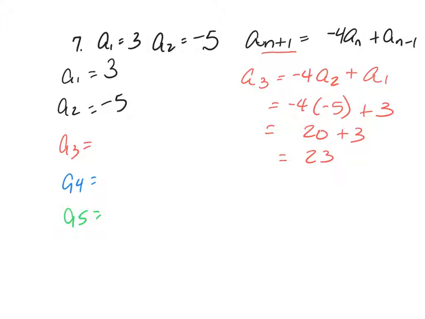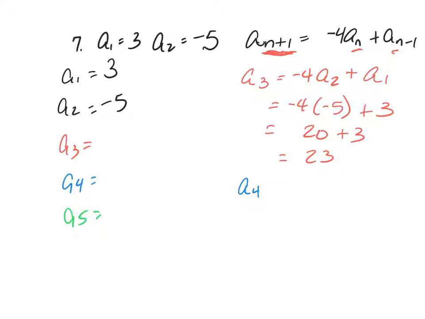Okay, so in order to find a3, n has to be 2 to make this a 3 right here. So we're going to say a3 equals negative 4 times a2 plus a1. When you plug in a 2 for all of those, that's what you get. And then you're just going to plug in. a2 is negative 5. a1 is 3. Plug it in. Negative 4 times negative 5 is 20, plus 3 is 23.